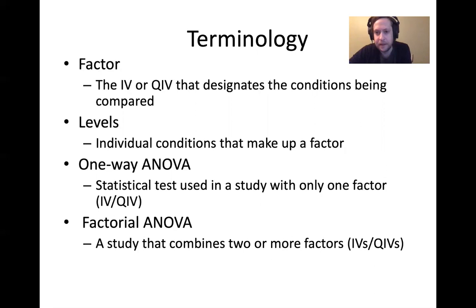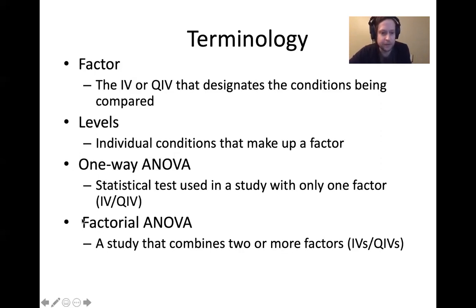Factor means basically this is an independent variable or it's a quasi-independent variable. Statistically, IVs and QIVs are treated the same. So a factor is basically anything that is a QIV or an IV. The levels are the individual conditions that make up the factor. In the example I just showed you, there were 3 different conditions. That is 3 different levels of the factor type of distraction.